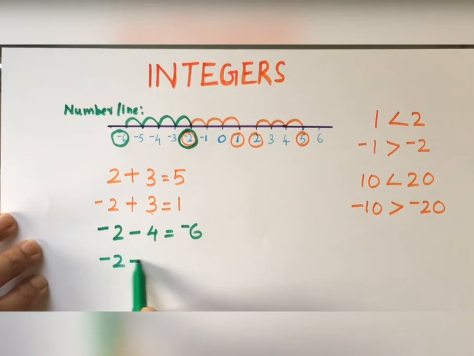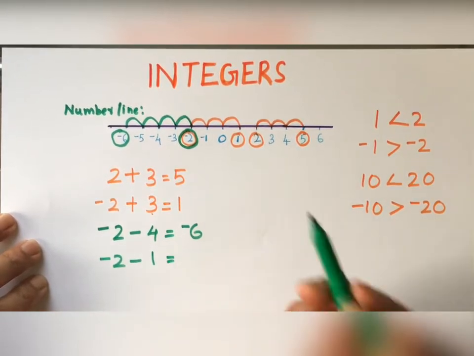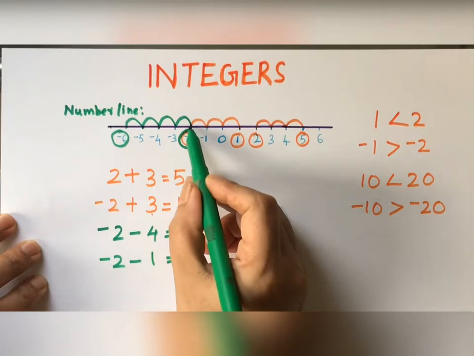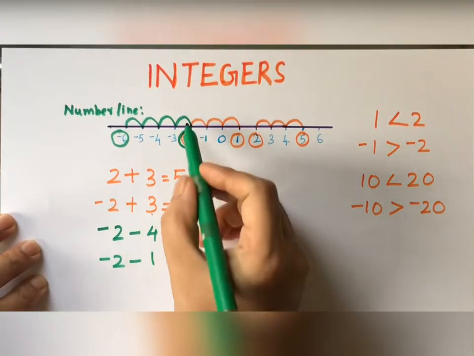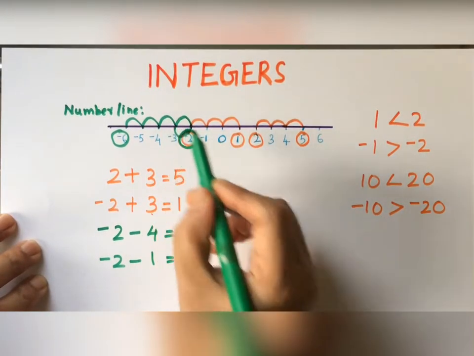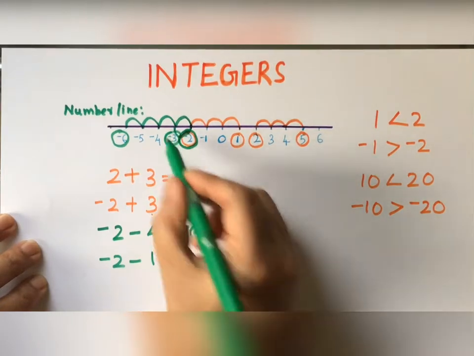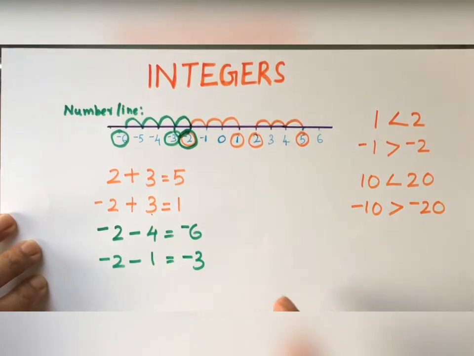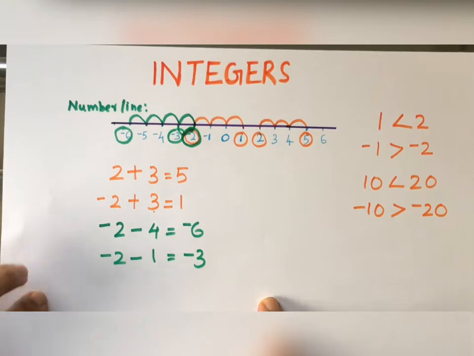What is minus 2 minus 1? From minus 2 we need to move 1 place to the left. That is here. We got minus 3. Minus 2 minus 1 is minus 3.